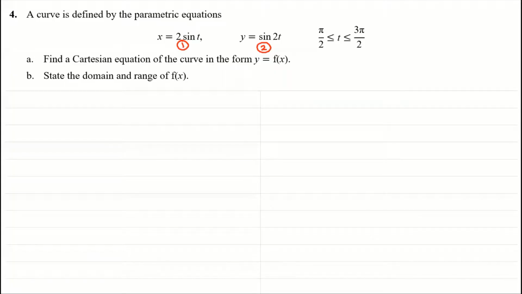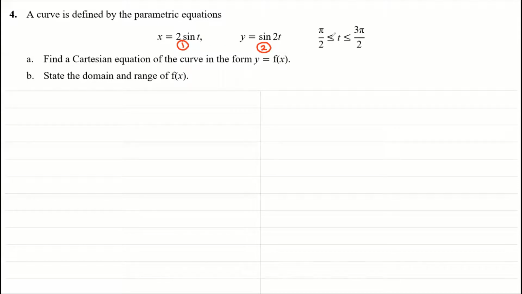All right, so number 4 looks fairly innocuous. I've labeled the 2 equations 1 and 2 for x and y respectively. And we have to find a Cartesian equation once again with y as the subject. So we'll go straight to our methodology again.